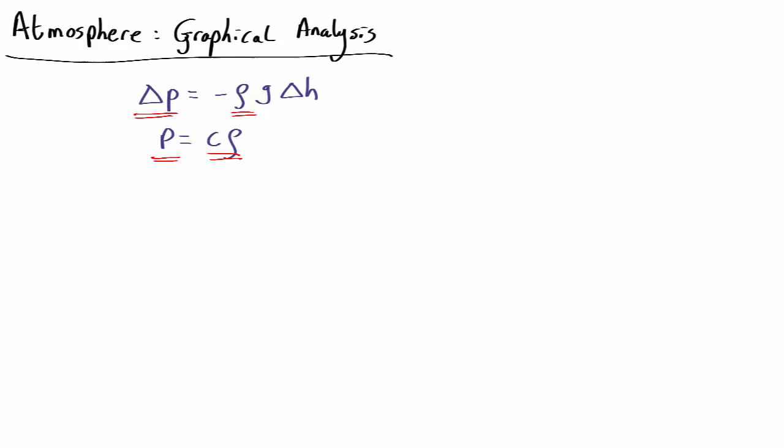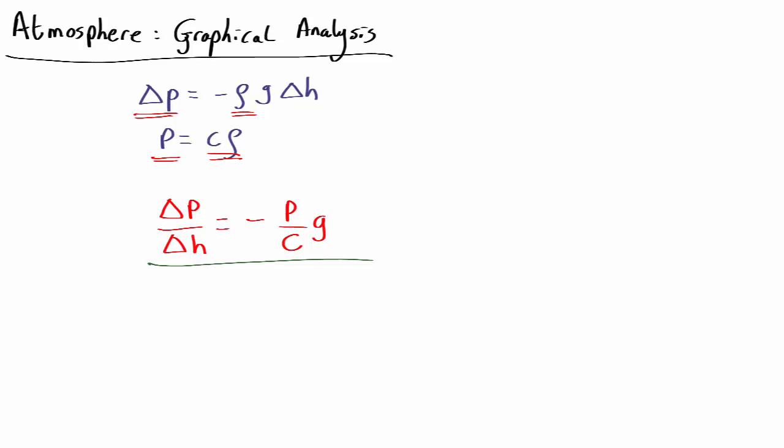So if we combine those two, we find that dp/dh, the rate of change of pressure, is equal to minus p over our constant c times g, which is a very familiar equation. That's telling us that the rate of change of pressure with height is proportional to minus the pressure with a constant in front. That's exactly the equation we've seen before for radioactive decay, and in several other situations it's telling us the solution is going to be an exponential.